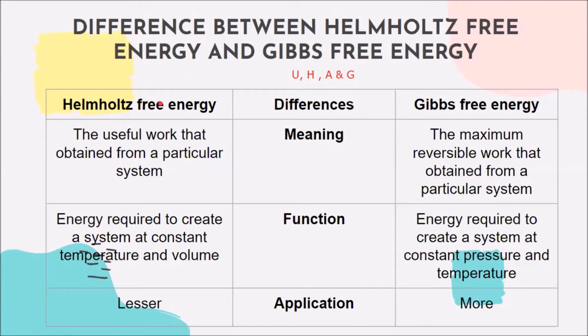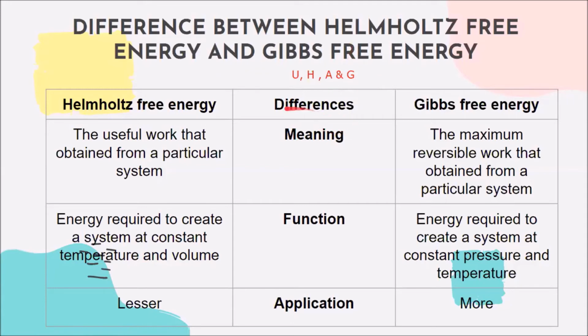As we all know, there are four major thermodynamic potentials that are used in the thermodynamics of chemical reactions. They are internal energy, enthalpy, Helmholtz free energy, and Gibbs free energy. Internal energy is the energy associated with the movement of molecules. Enthalpy is the total heat content of the system. Helmholtz free energy is the useful work that can be obtained from the system, and Gibbs free energy is the maximum reversible work that can be obtained from the system.